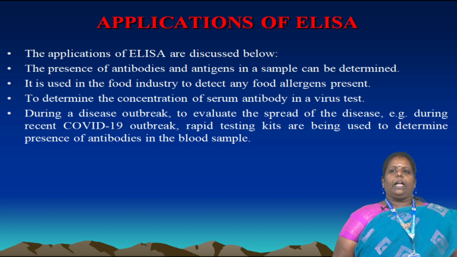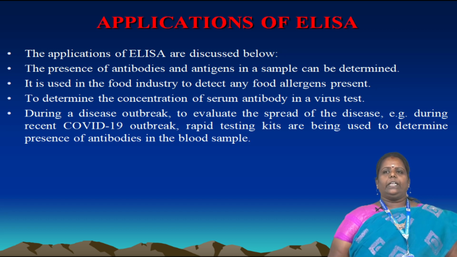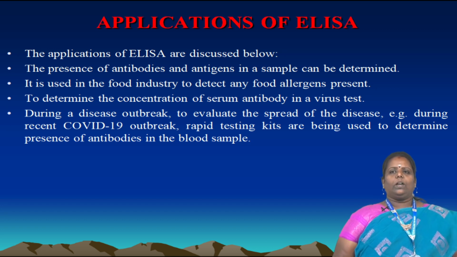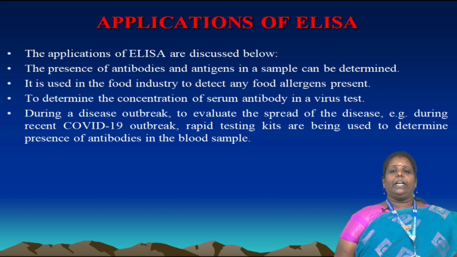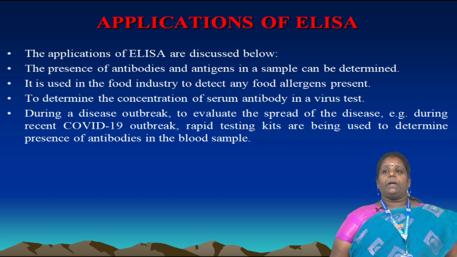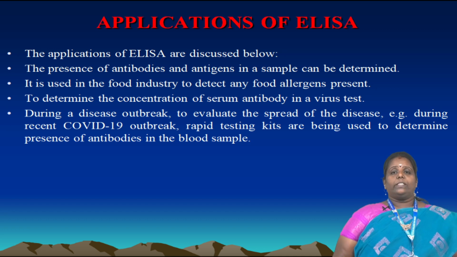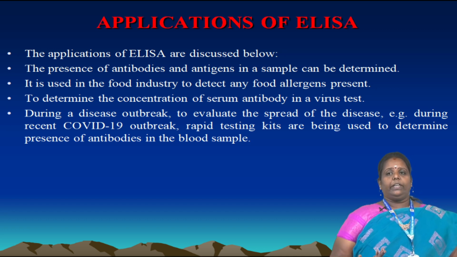And the applications of the ELISA: the presence of antibodies and antigens in a sample can be determined. It is used in the food industry to detect whether food allergens are present, and to determine the concentration of serum antibody in virus tests. It is also very useful to identify disease outbreaks and to evaluate the spread of disease. For example, during the COVID time, we used so many ELISA tests to identify whether a person was affected by COVID. The rapid test kit is used to determine the presence of antibodies in the blood sample. Once infected with COVID, the person immediately does the ELISA test.